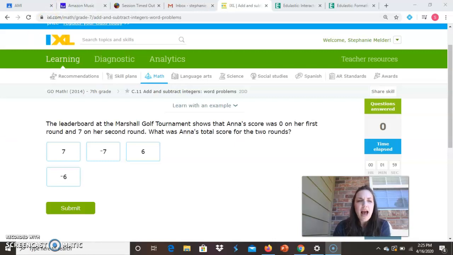The leaderboard at the Marshall Golf Tournament shows that Anna's score was 0 on her first round and 7 on her second round. What was Anna's total score for the 2 rounds? Now, guys, they're starting us off really easy here. We know that the score of 0 plus 7 gives us a score of positive 7. And submit.